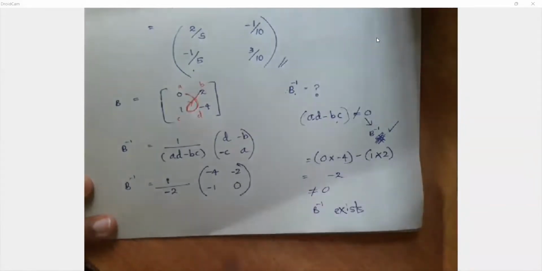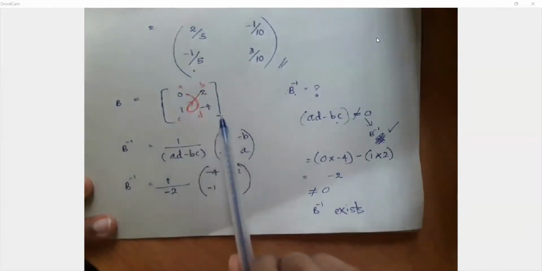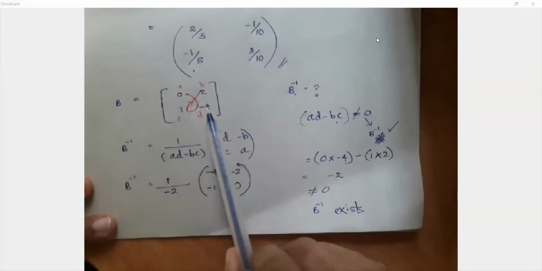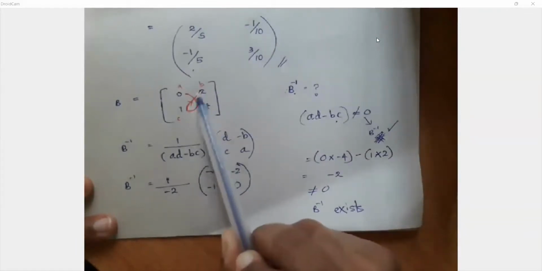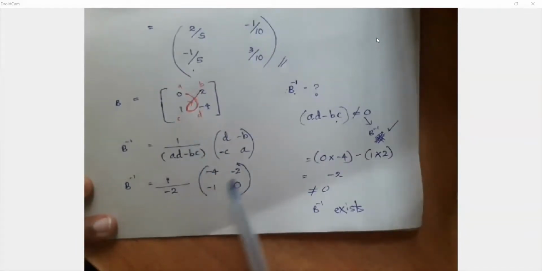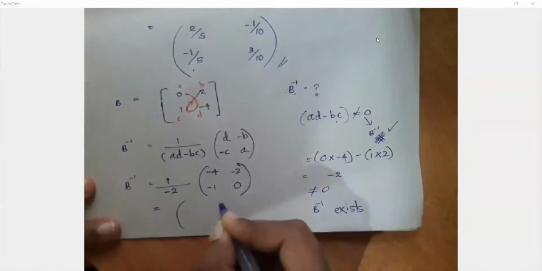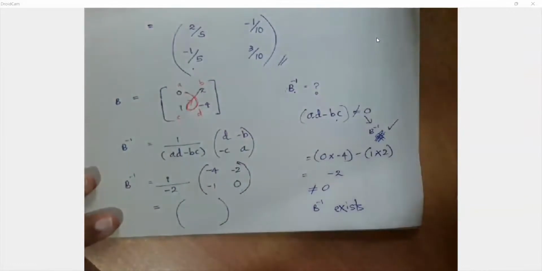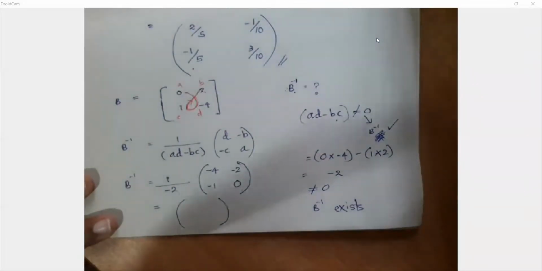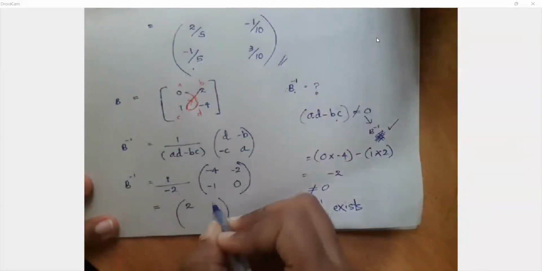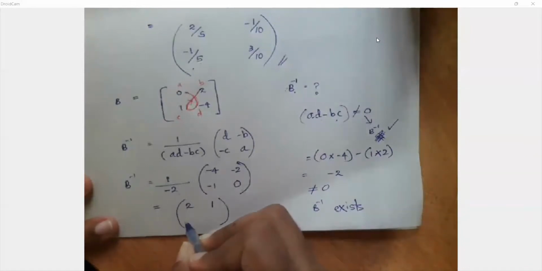See, here the diagonal is 0, minus 4. First, we have to interchange those two elements: minus 4 here, 0 here. Then put minus values here: minus 1, minus 2. Okay. Now we have to simplify. Can someone tell me the answer here? 2, 1, 1 over 2, 0. Very good.